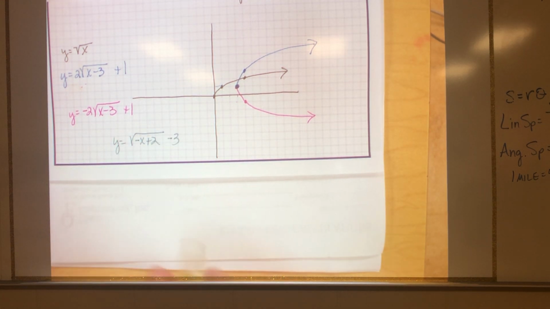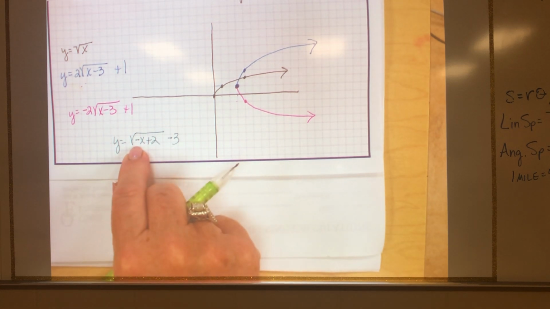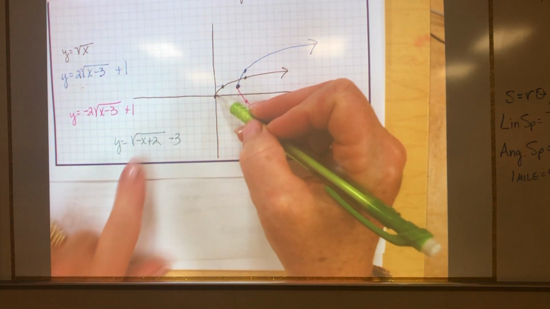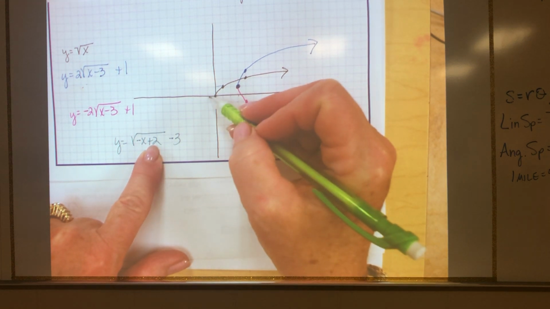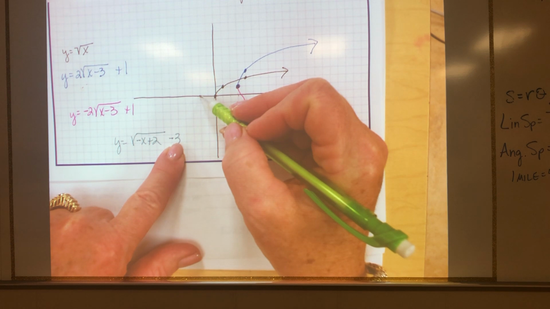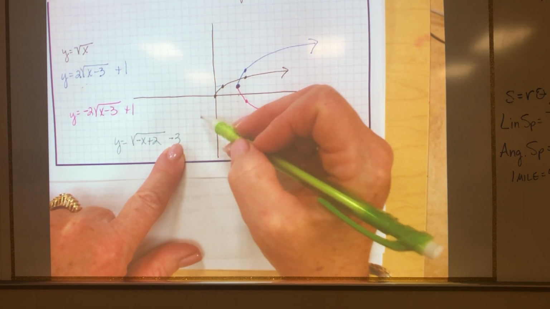Okay. So this negative on this x, what is that going to do to it? Flipping across the y. All right. Last. Okay? So I'll start right here. What does this +2 do to it? Left 2. 1, 2. What's the -3 do to it? Down 3. 1, 2, 3.